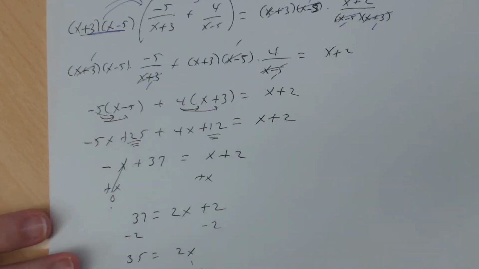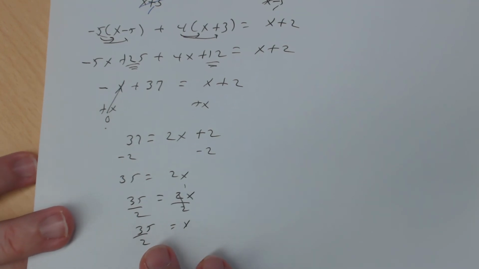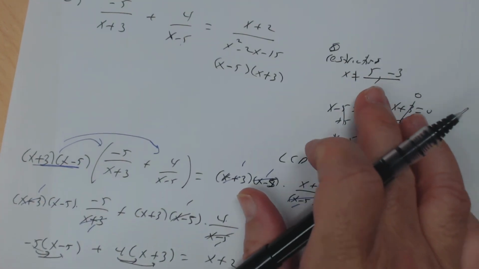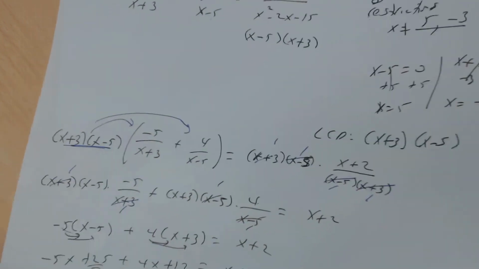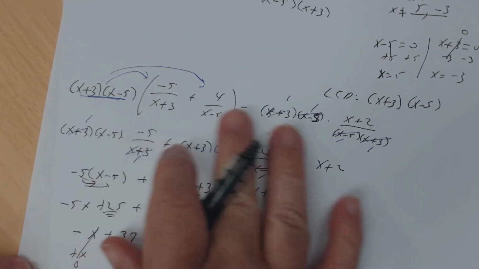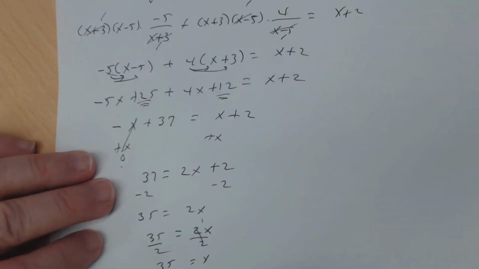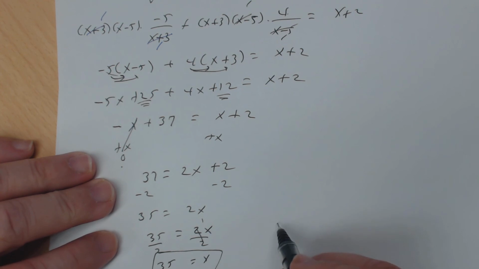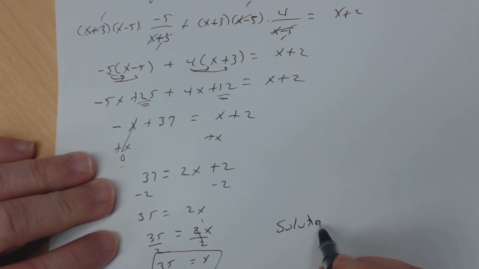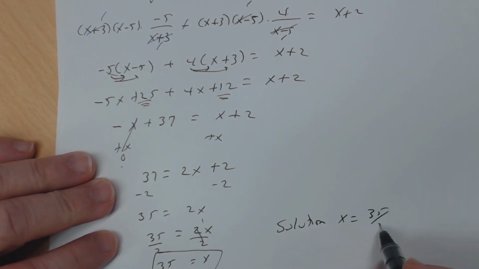And then always check and see if that was one of your restrictions. So my proposed solution is this. I check here, it's not a restriction. So assuming that all this is correct, I didn't make any errors, then that's your solution. So my solution is x equal 35 over 2.